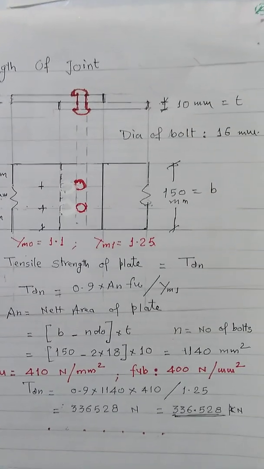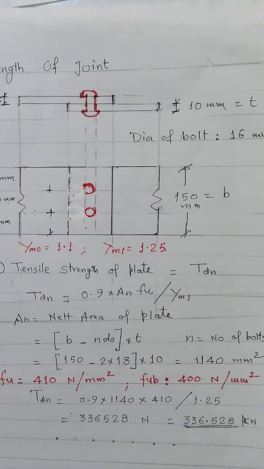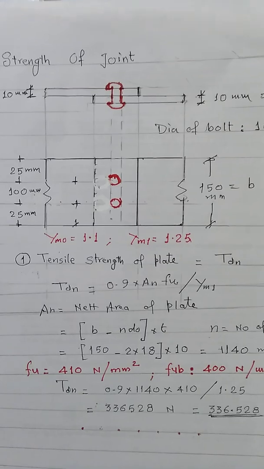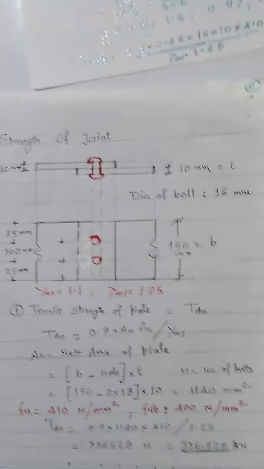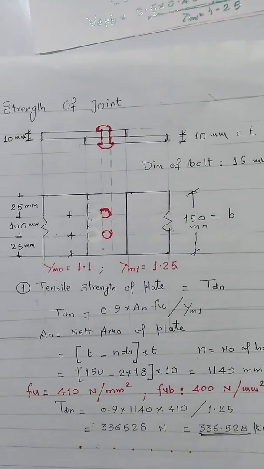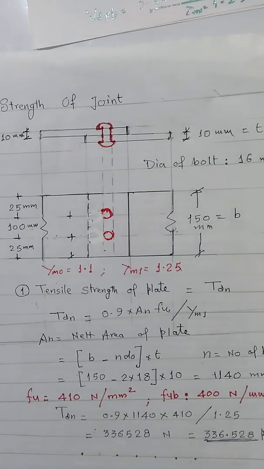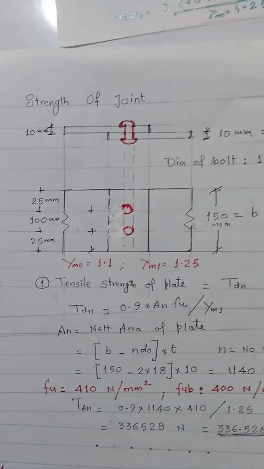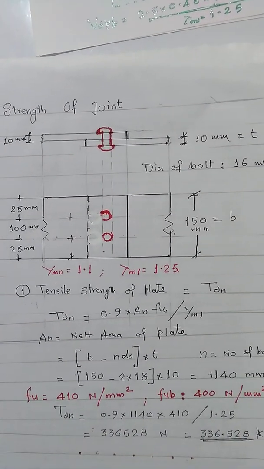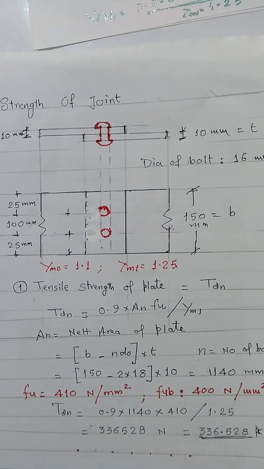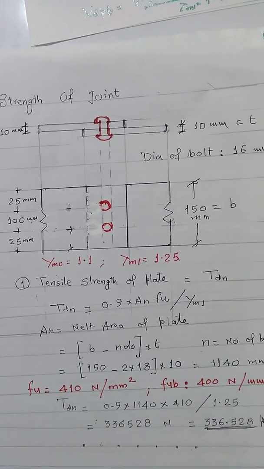Hi friends, now we are going to study something about the strength of a joint. When we are talking about the strength of a joint, there are three factors to be taken into consideration. One is the tensile strength, second is the shear strength, and third the bearing strength.